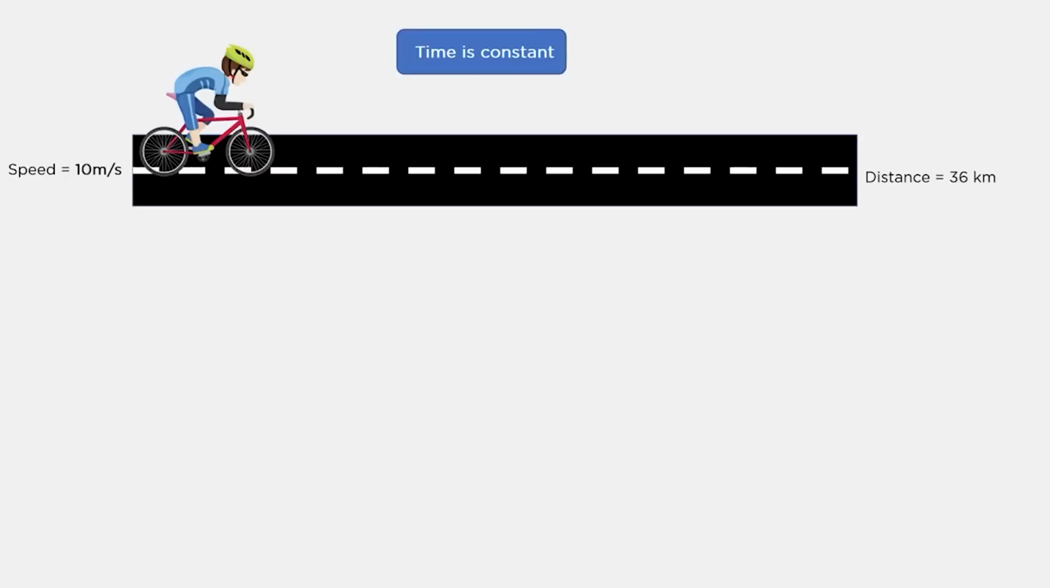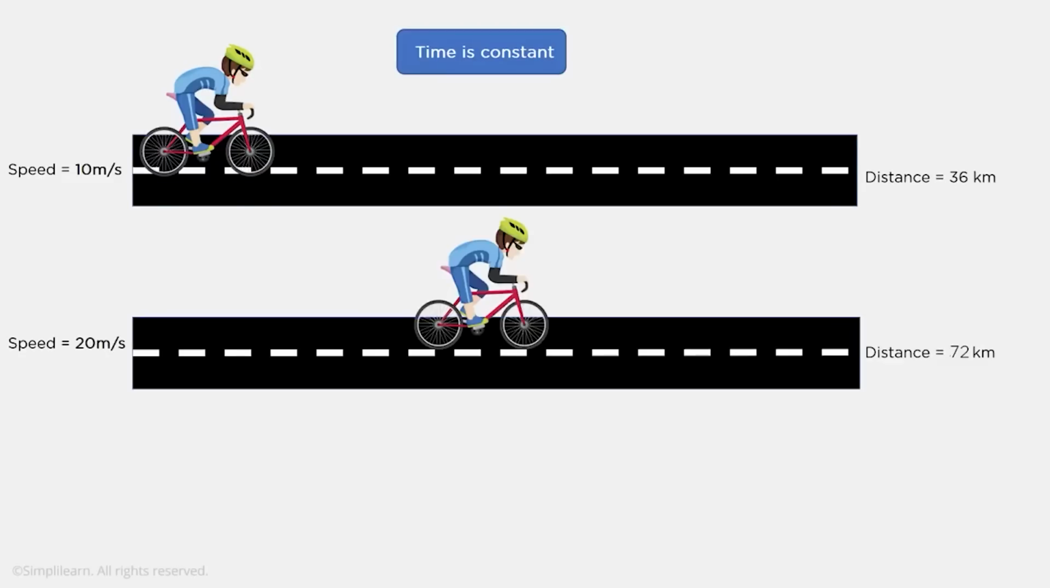We're going to look at two different variations of this. First, we're going to start with time is constant. You can see we have a bicyclist. He's got his safety gear on, thank goodness. Speed equals 10 meters per second. Over a certain amount of time, his distance equals 36 kilometers. We have a second bicyclist who's going twice the speed, or 20 meters per second. If he's going twice the speed and time is a constant, then he's going to go twice the distance. That's easy to compute: 36 times 2, you get 72 kilometers.